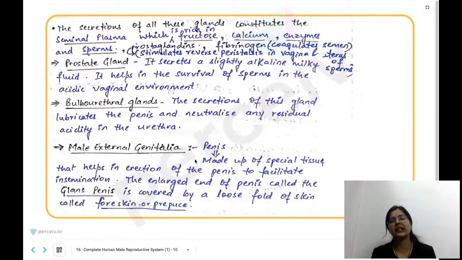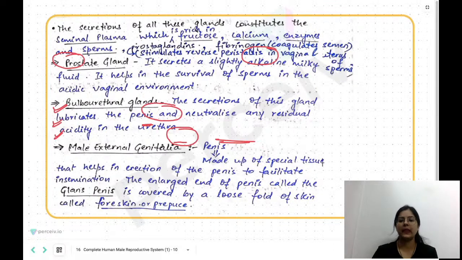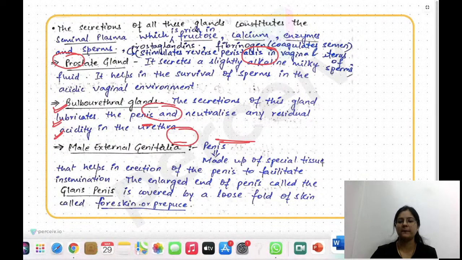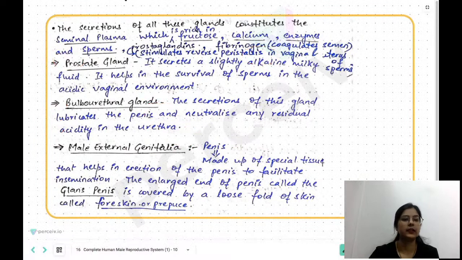मतलब ऐसे सिक्रीशंस कराते हैं which is ultimately going to nourish the sperm, और ये सेमिनल प्लाज्मा को कॉन्स्टिट्यूट करता है. यू कैन से दैट पार्ट एज वेल, ऐसे हो सकता है. ठीक है, सो आई हैव रिटन हियर इट आल्सो, यहाँ पे मैंने मेंशन भी किया हुआ है like that the secretions of all these glands constitutes the seminal plasma over here.